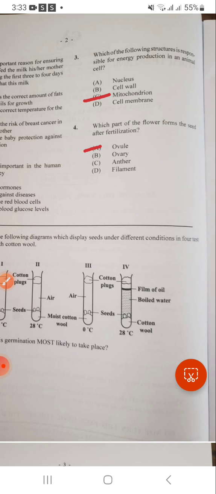Question 4. Which part of the flower forms the seed after fertilization? And the answer is the ovule, and that is A.